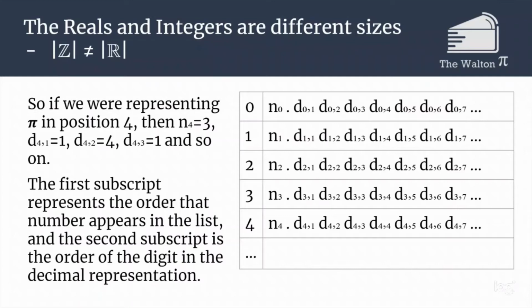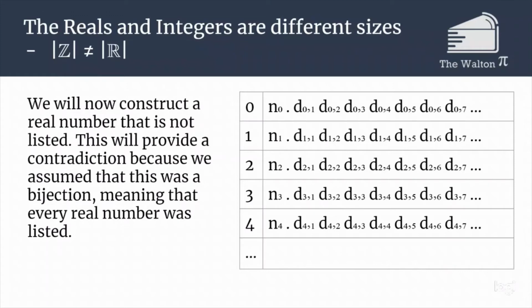In our subscripts for the d, the first number listed is the order that the number appears on the list. So if it's the 0th, 3rd, or 7th, or whatever real number, that is what that first number is representing. So our fourth real number is going to be represented by n sub 4, d sub 4 comma 1, d sub 4 comma 2, and so on. The second subscript is the order of the digit after the decimal. So it'll be d sub something comma 1, then d sub something comma 2, and so on.